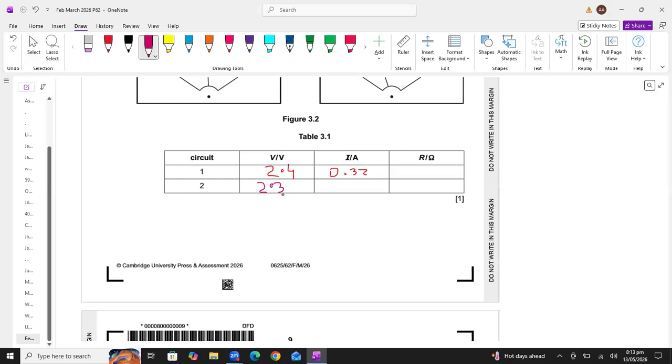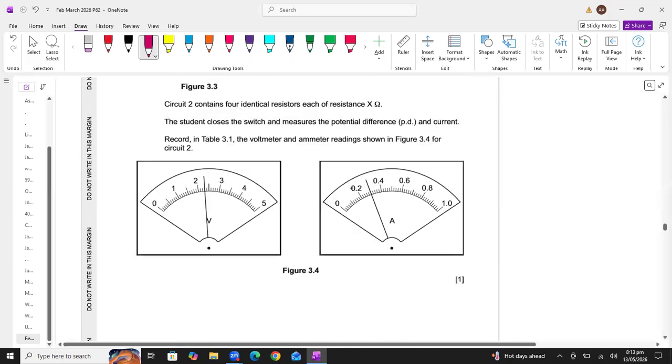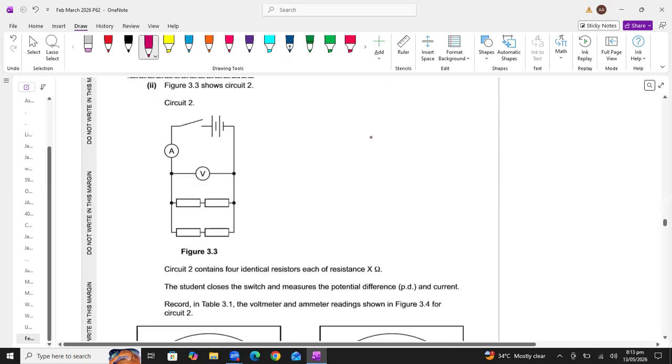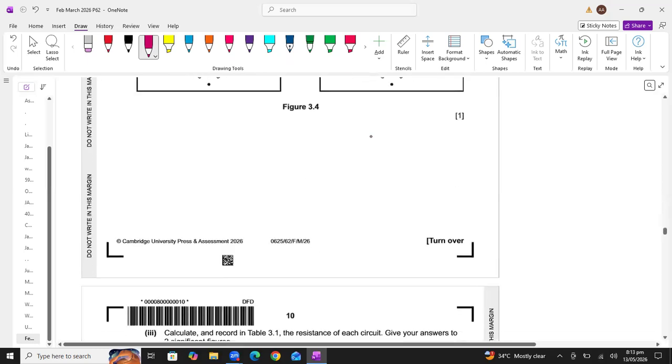So if this reading is almost same. All right. Now you can see we have to find the current as well. Well done, Hafsa. So we are getting exactly the middle, exactly at the middle of 0.2 and 0.4. So we are getting 0.3 ampere here. So it means, students, we have to write the answer 0.30 ampere. So I wrote the answer in two significant figures, and we have to write the answer in two significant figures as well. All right. So now we have written down the values of circuit 2.